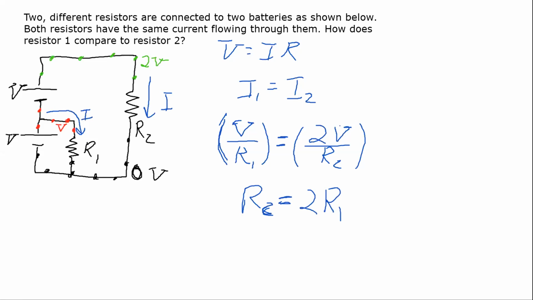Okay, which should make sense, right? If they're to have the same current, I, resistor 2 has double the voltage. So if we look right here, resistor 2, 2V to 0. In order to have the same current but double the voltage, you're going to have double that resistance. More voltage usually means more current, but because this current and this current are the same, that more voltage has to be countered by double the resistance.